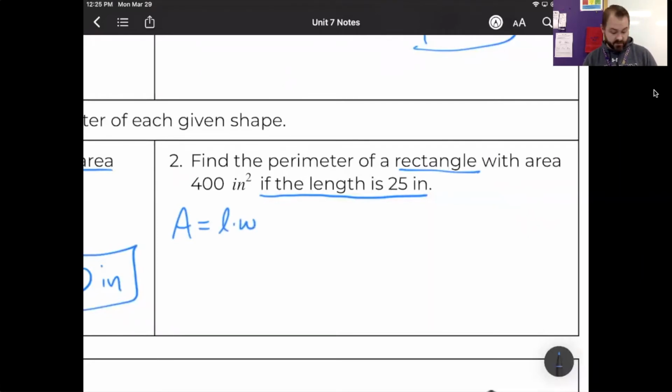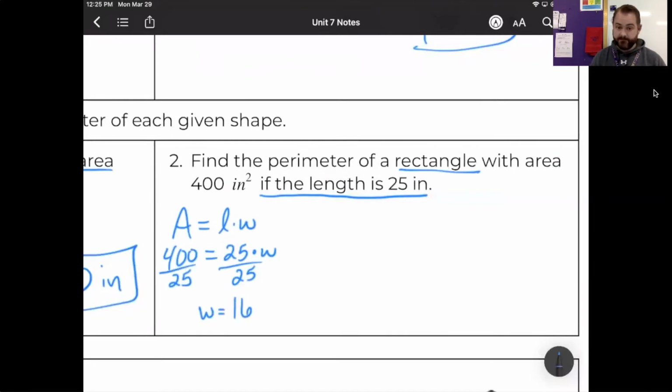Well, they tell you the length is 25 and the area is 400, so 400 equals 25 times the width. So I've got to find out the width by working backwards. Divide by that 25. When I do 400 divided by 25, I get that the width is 16.